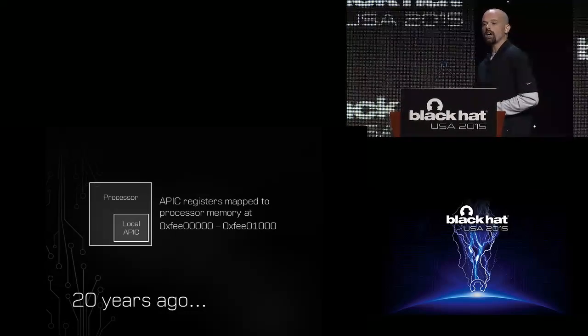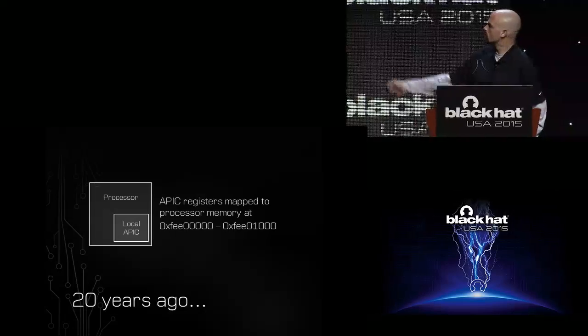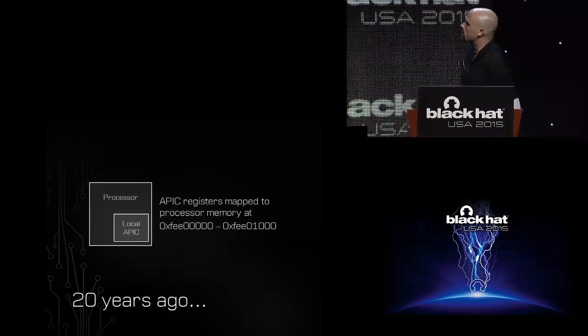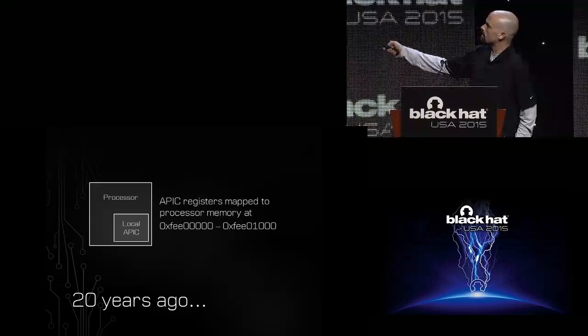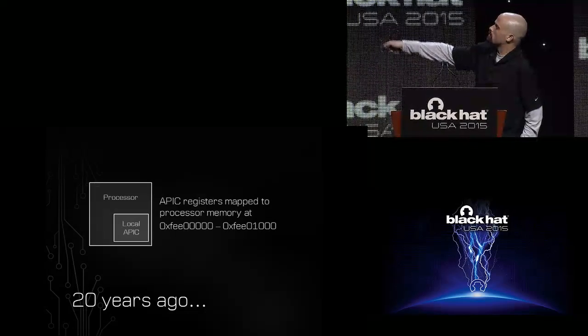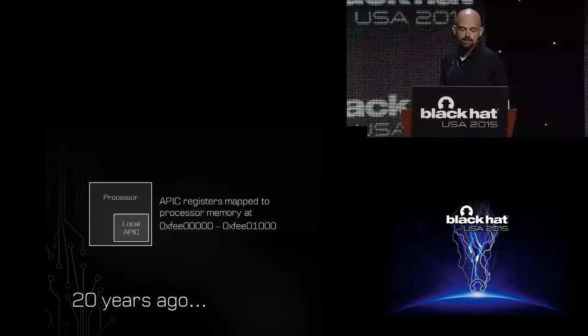So with the P5 generation of microarchitectures, Intel reserved this region of memory, this 4 kilobyte region starting at FEE megabytes. And they said whenever you try to access this region of memory, instead of being sent out of the processor, that memory address is going to be accepted by the local APIC. And you're going to be accessing the APIC registers instead.